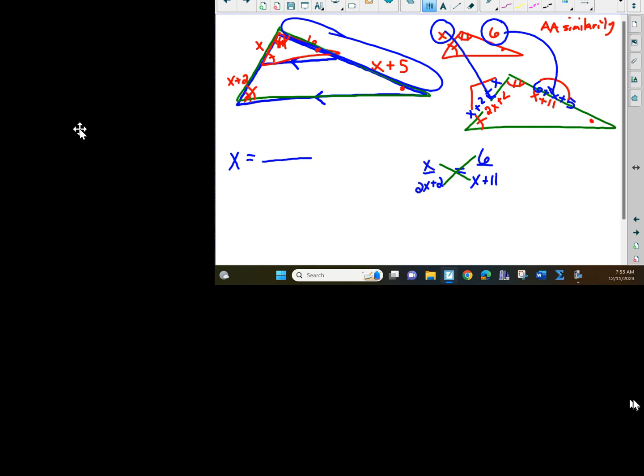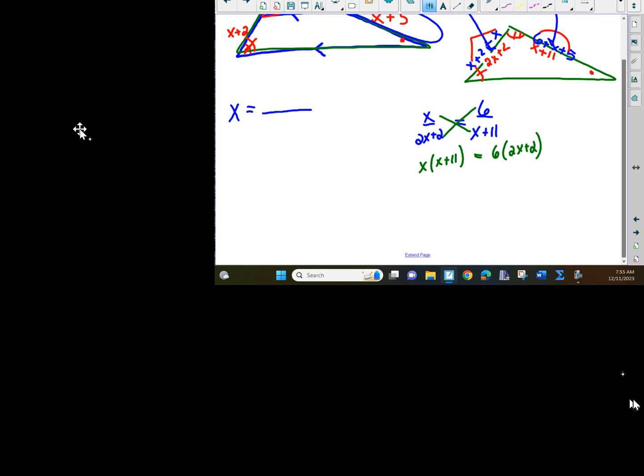As I cross multiply, I'm going to have x times x plus 11. That's going to equal 6 times 2x plus 2. Now, here's the one part right here. x times x is not 2x. That's when you add. It is x squared. x times 11 is 11x. Distribute, and we're going to have 12x plus 12.